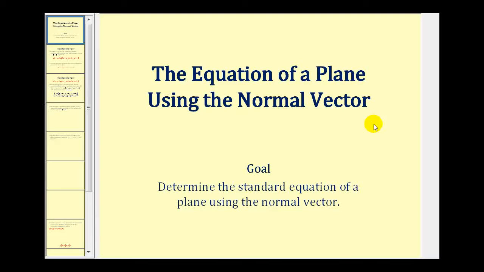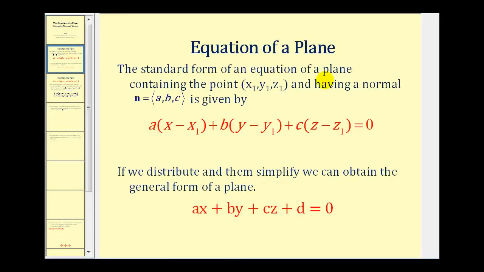Welcome to the equation of a plane using the normal vector. The standard form of an equation of a plane containing the point x sub 1, y sub 1, z sub 1, and having the normal vector with components a, b, and c is given by a times the quantity x minus x1 plus b times the quantity y minus y1 plus c times the quantity z minus z1 equals 0.